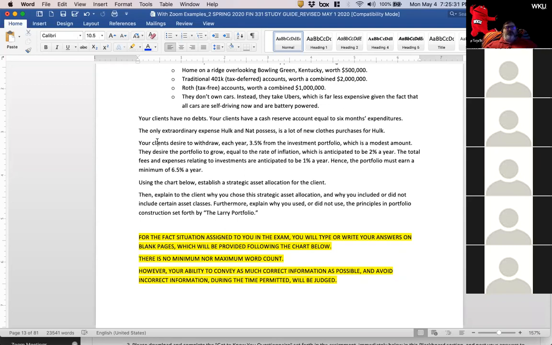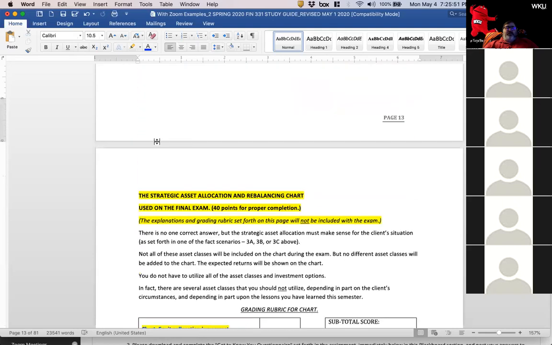Using the chart below, establish a strategic asset allocation for the client, and then explain it. Why did you choose it? Why did you include or not include certain asset classes? And did you use the principles of the Larry portfolio or not in this portfolio?